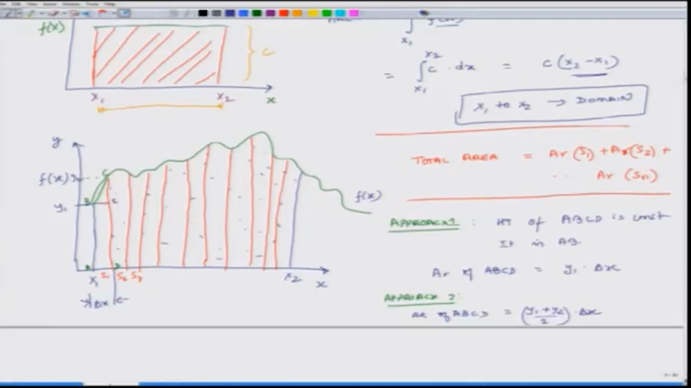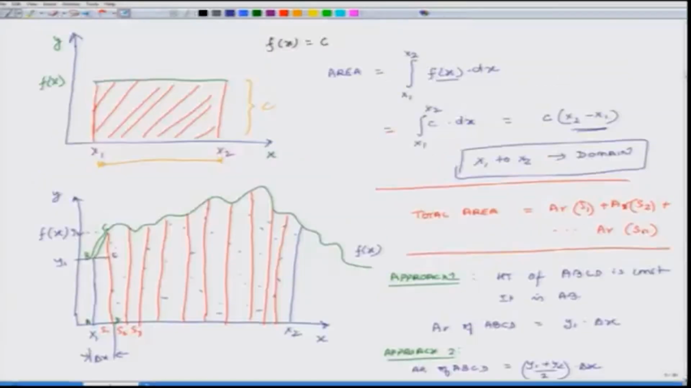I can have a third approach. The first approach is that I treat this complicated shape as just a simple rectangle. The error is large and it equals the area of BEC. The second approach is I treat it as a trapezoid. In that case, the error is the region between the two green lines. I do not want to shade it right now because I will draw another curve there.